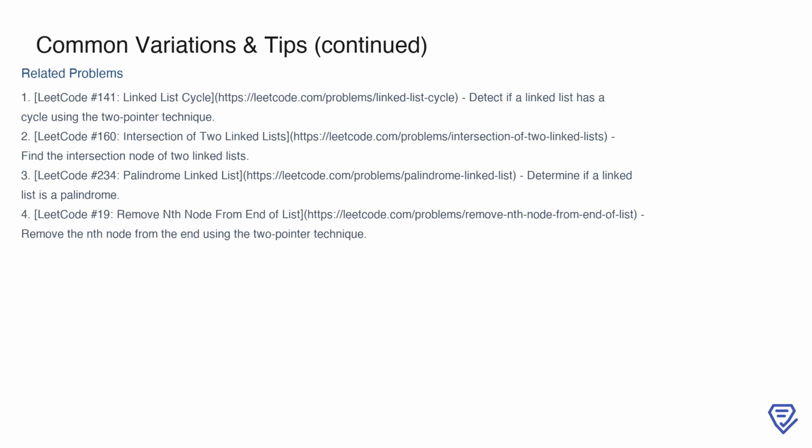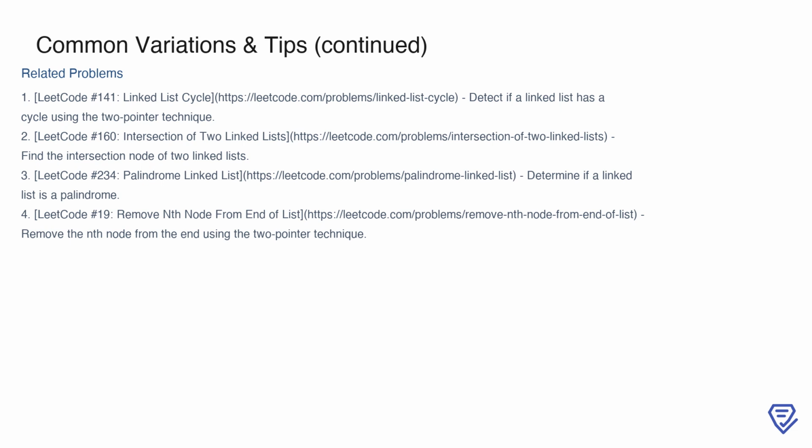This problem also connects to several related problems that are worth exploring. For example, LeetCode number 141 asks you to detect cycles in a linked list, another application of the two-pointer technique. Similarly, in LeetCode number 160, you're tasked with finding the intersection node of 2 linked lists, a challenge that often builds on some of the same traversal concepts.